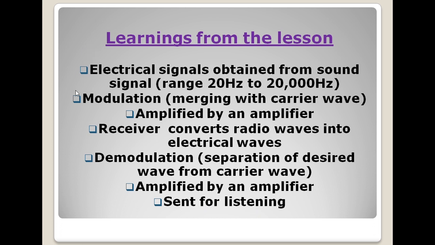So there are 1, 2, 3, 4, 5, 6, 7 steps of radio broadcasting. And in these 7 steps, there are 2 amplifications. First one is the amplification of the modulated wave, and second one is the amplification of the demodulated wave. Demodulated wave means separation of desired wave from the carrier wave. So I thought that it is clear how the radio broadcasting occurred.